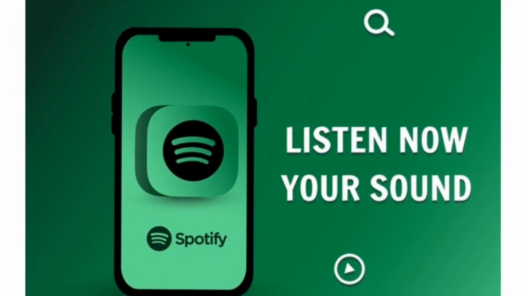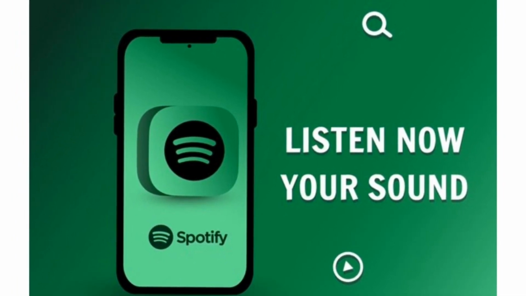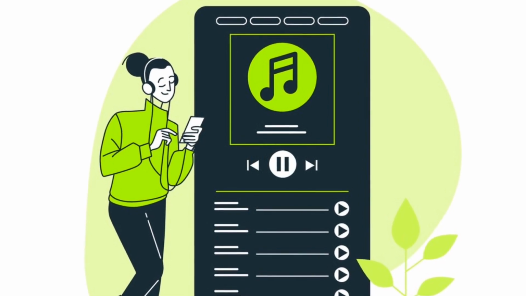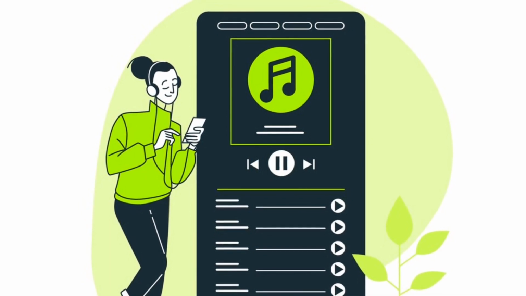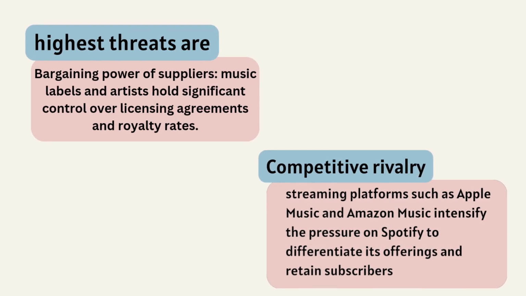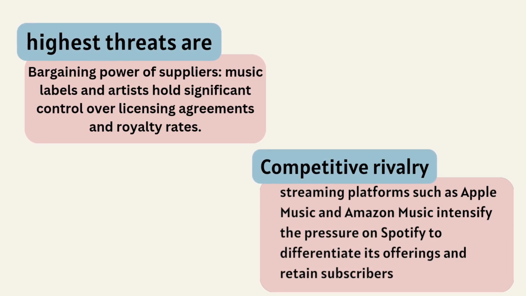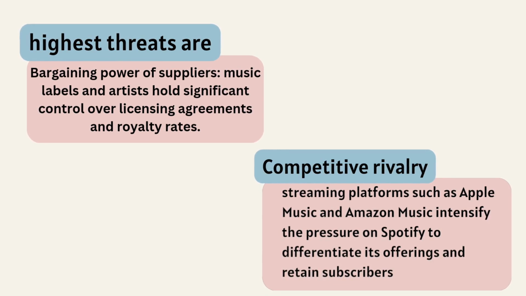Spotify has completely disrupted how the music industry functions and how people consume music. But as we signaled before, the competitive environment is dynamic, and you need to iterate on your Porter's 5 forces analysis to understand changes in your position. In Spotify's example, the highest threats are bargaining power of suppliers. Music labels and artists hold significant control over licensing agreements and royalty rates. And the competitive rivalry of Spotify are streaming platforms such as Apple Music and Amazon Music. They intensify the pressure on Spotify to differentiate its offering and retain subscribers.